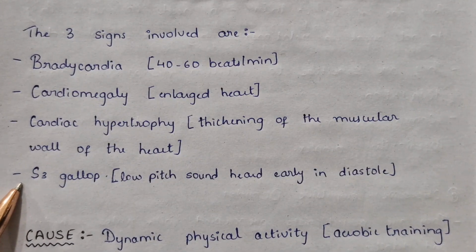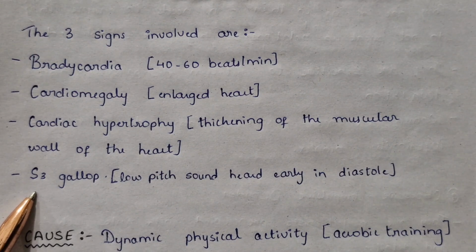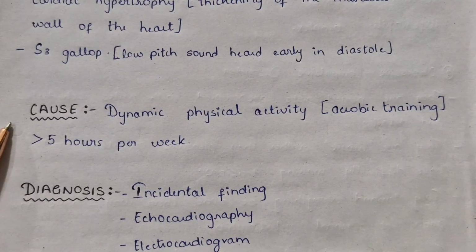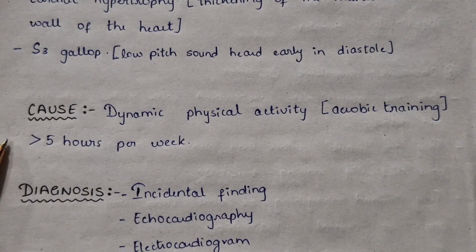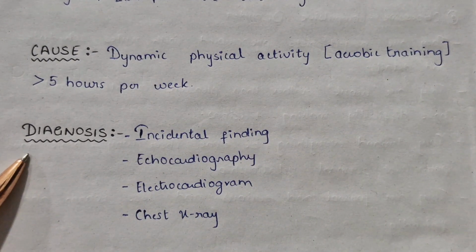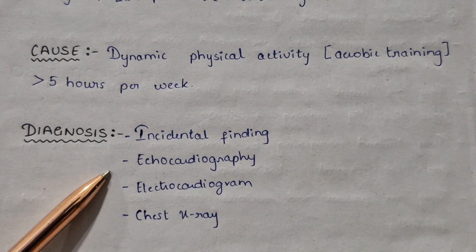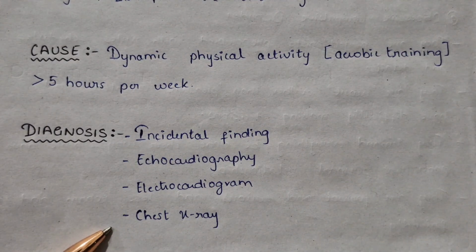Apart from the first three signs, you also get S3 gallop, which is a low pitch sound heard early in diastole. The cause of athlete's heart is dynamic physical activity or aerobic training which occurs for more than 5 hours per week. Diagnosis is through incidental finding, echocardiography, electrocardiogram, and chest X-ray.